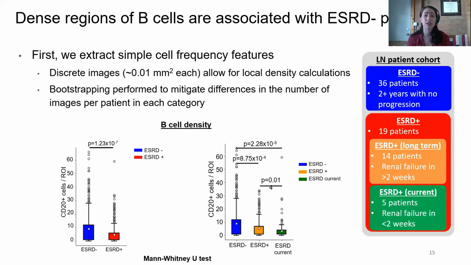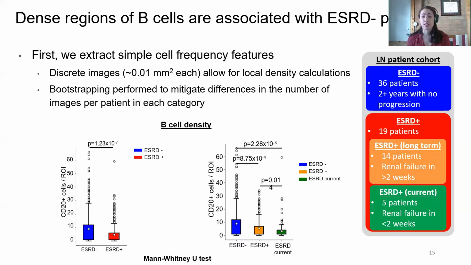So first, what we want to do is extract simple cell frequency features. And this is something that we could do with a different modality, something that's not spatial. But the fact that we do have image ROIs gives us a proxy for density. So we can calculate local cell density. And if we look at B cell density, we notice that high density B cell regions are associated with ESRD negative. So we're expecting those to be patients that are responding to current standard of therapy for lupus nephritis.